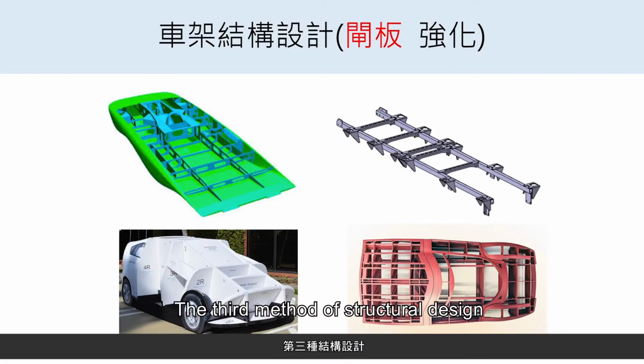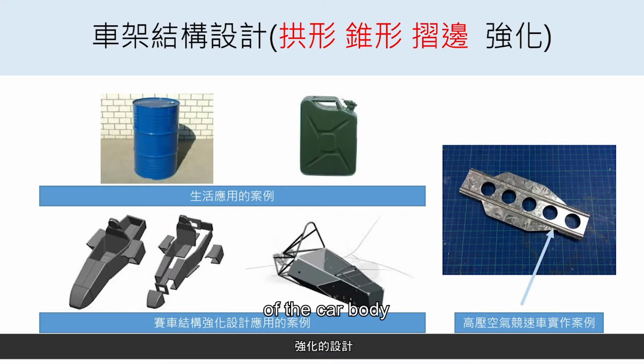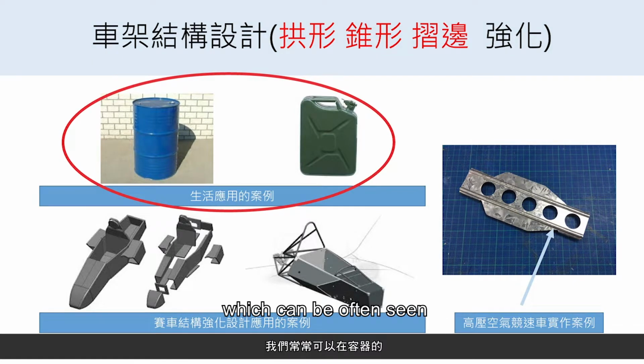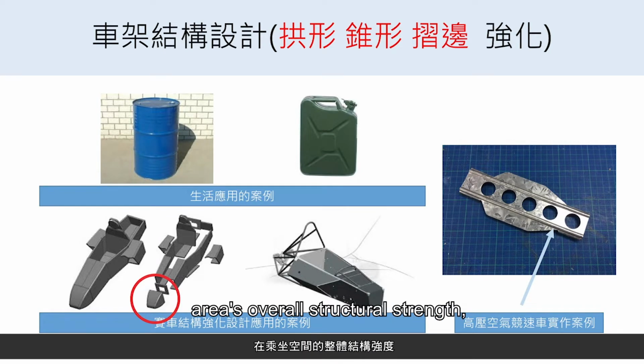The third method of structural design reinforcement is the use of sheet plates joined together like jigsaw puzzles to make the whole structure more sturdy. The fourth method of structural reinforcement design of the car body is the use of arched, tapered, or variable shapes, which can often be seen in the design of containers, which use binding techniques to increase the container's strength. For racing car design, for example, the use of arch shapes on the front of the F1 racing car can reinforce the passenger area's overall structural strength.